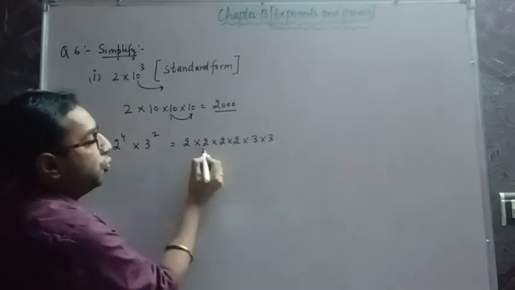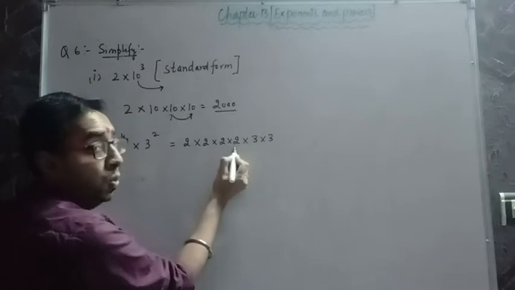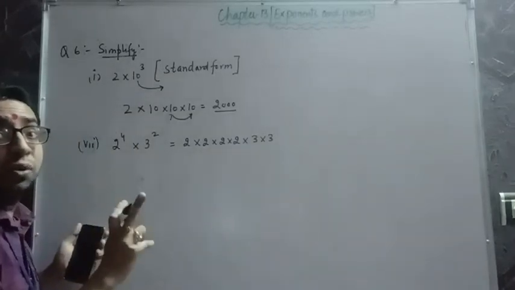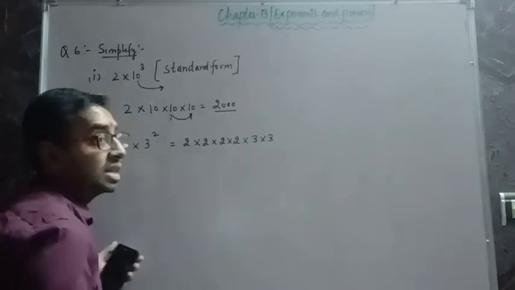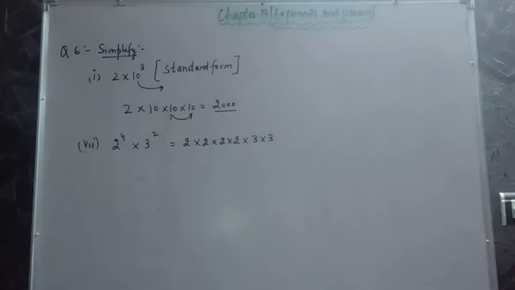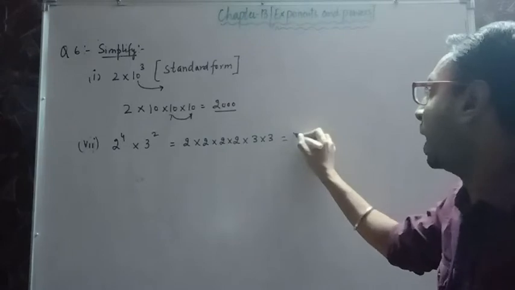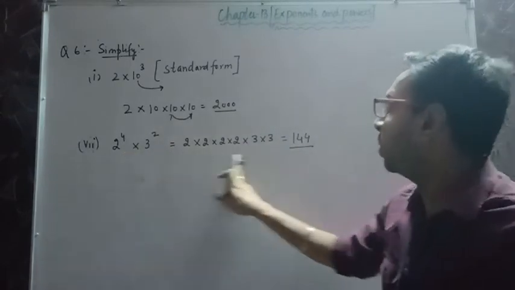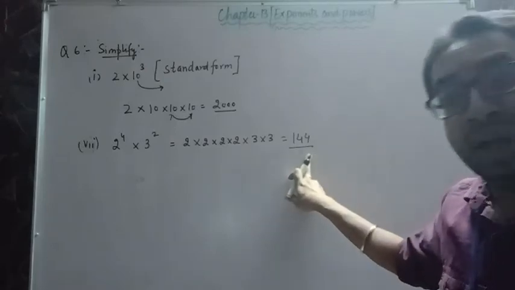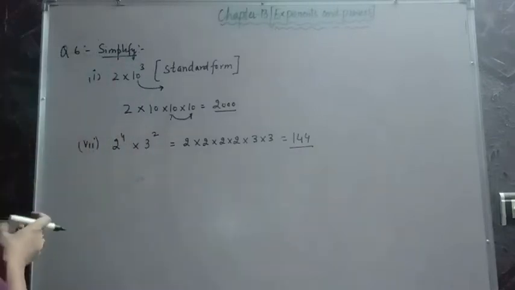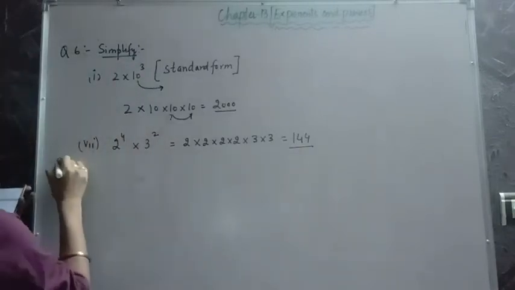Okay. 2 into 2, 4. 4 into 2, 8. 8 into 2, 16. 16 into 3 is 48. And 48 into 3. What is the answer? Yes, it's 144. Absolutely right. So 2 raised to power 4 into 3 raised to power 2 is 144. Are we clear? Any doubt anyone is having in this concept? So can we do it? Question number 7. Again, simplify.